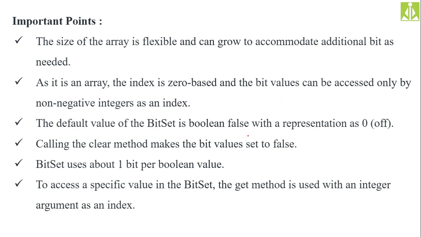Okay, calling the clear method. If you call the clear method on the bit set, what will happen? It will make all the bits false, or it will simply clear all the bits from the bit set. Bit set uses about 1 bit per boolean value. To access a specific value in the bit set, the get method is used with an integer argument as an index. As I said, the set method is used to set the values, but there is no particular order. In what order it is setting, we don't know, because it is simply arranging them in ascending order. So in order to access the elements from the bit set, we have to depend on the get method.